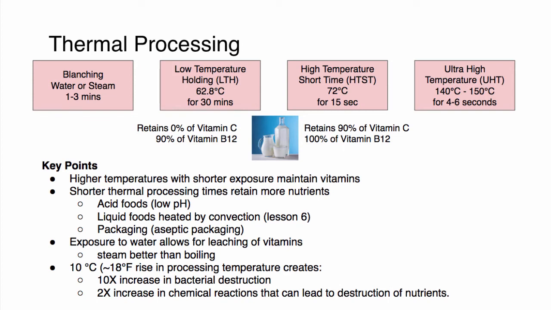Another key takeaway is that a 10-degree difference, and in the text they're talking about Fahrenheit, so about 18 degrees Fahrenheit, if there's a rise in processing temperature, this will create about a 10 times increase in bacterial destruction and only a twofold increase in chemical reactions that can lead to destruction of nutrients or flavors. So you can see it's much better to increase your temperature for a smaller period of time to maintain nutrients.